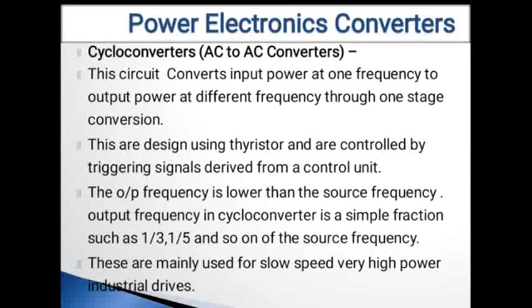These are mainly used for slow speed, very high power industrial drives. So the cycloconverter is used in slow speed, very high power industrial drives, that means for controlling the speed of AC motors like induction and synchronous motor drives. So these are the main application areas of the cycloconverter, and these are the basic concepts about cycloconverters.